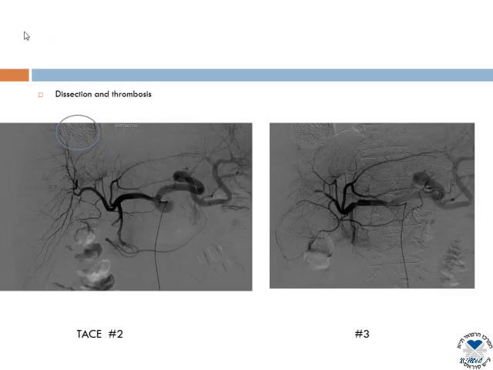This patient had the previous case of embolization. You can see the Lipiodol uptake up there. This is the second case for treating this lesion because there was some arterial enhancement. And when he came for the third time, we saw that there was arterial thrombosis, probably secondary to arterial dissection, and we couldn't go in there anymore.